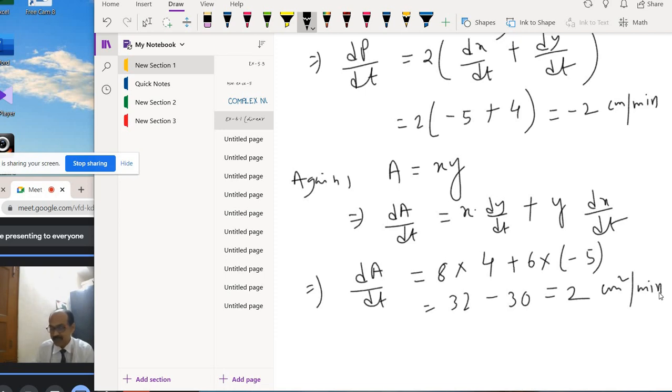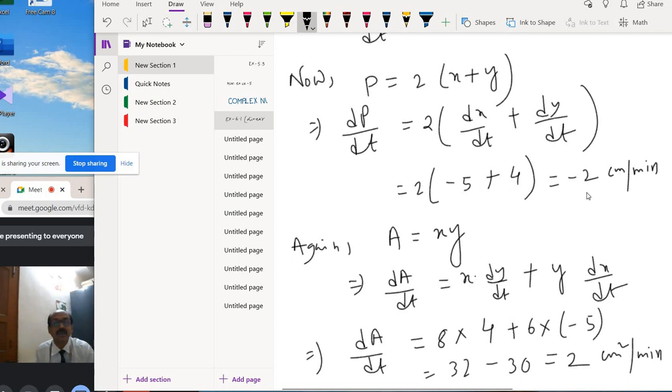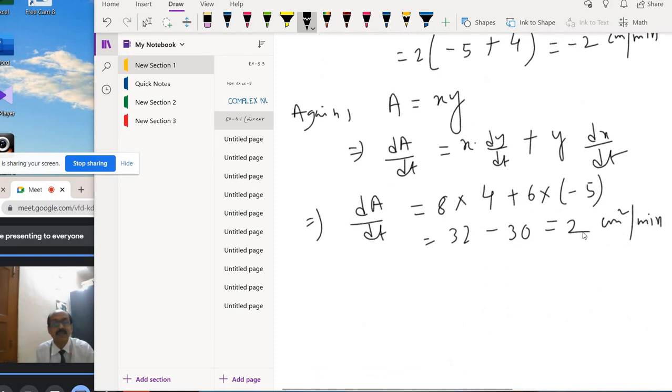So the question is, find the rates of change of the perimeter and the area of the rectangle. So the rate of change of perimeter is minus 2 centimeter per minute and the rate of change of area is 2 centimeter square per minute. Okay? Is it clear? Yes, sir. The perimeter is minus 2 centimeter per minute, it is decreasing because of the minus sign. And the area is increasing at 2 centimeter square per minute.